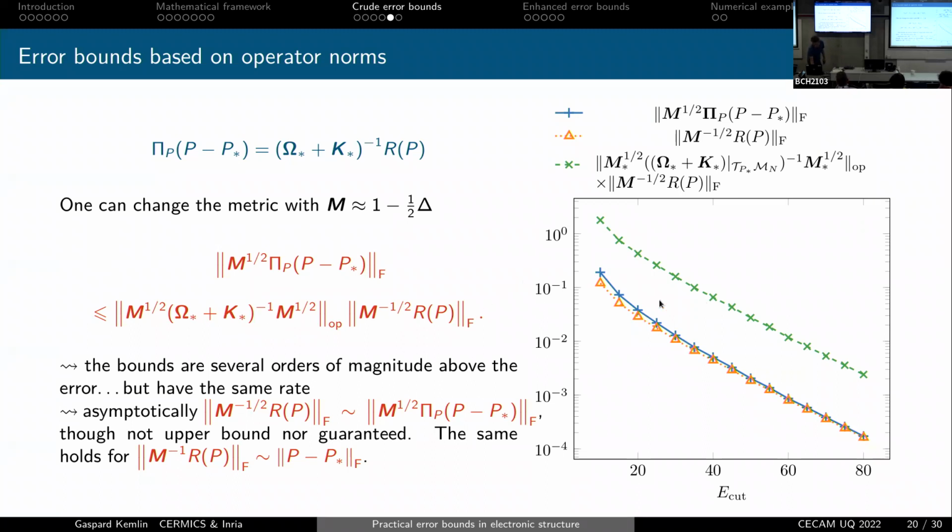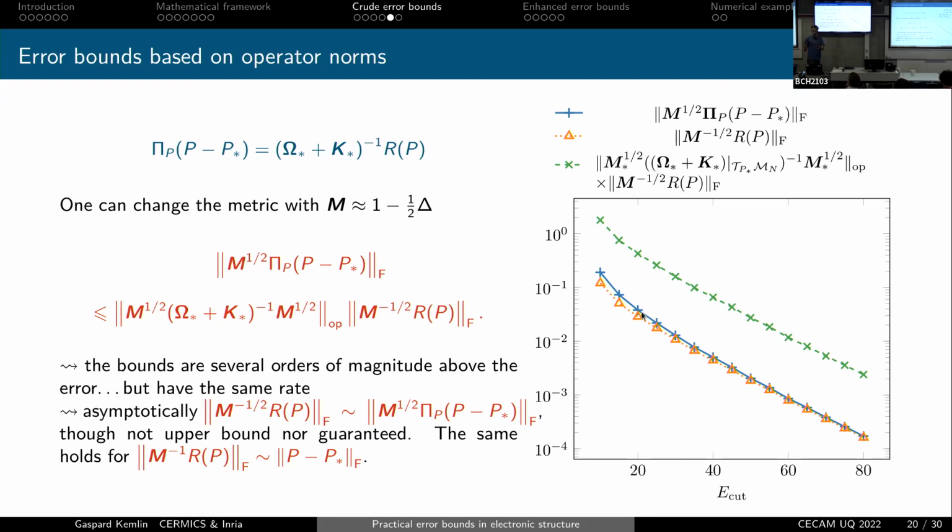Yes, and here it's still not good because we overestimate the error by 1 order of magnitude. But what happens is that if we only look at the error here and the residual here in a different norm, which is the blue and the orange curve, we see that asymptotically for high E-cuts they match quite rapidly. So it's not an upper bound. There is no reason for it to be an upper bound, but asymptotically they match. So this is good news, something we will be able to exploit in what's coming.